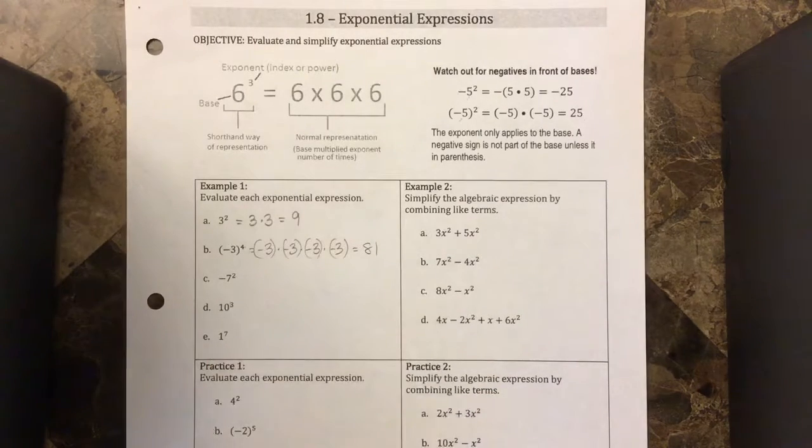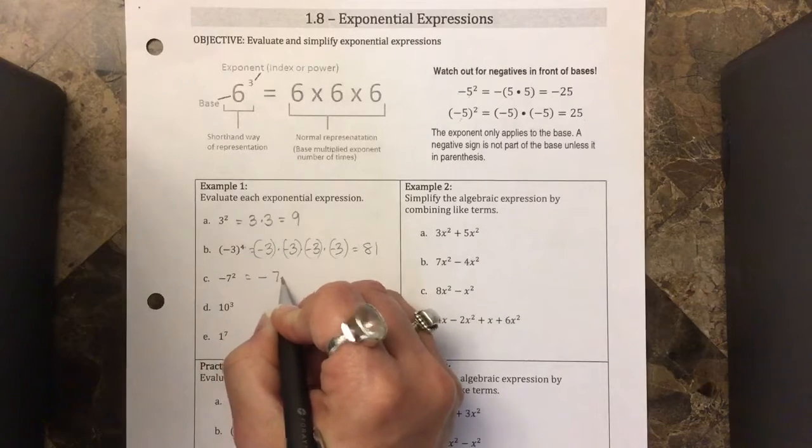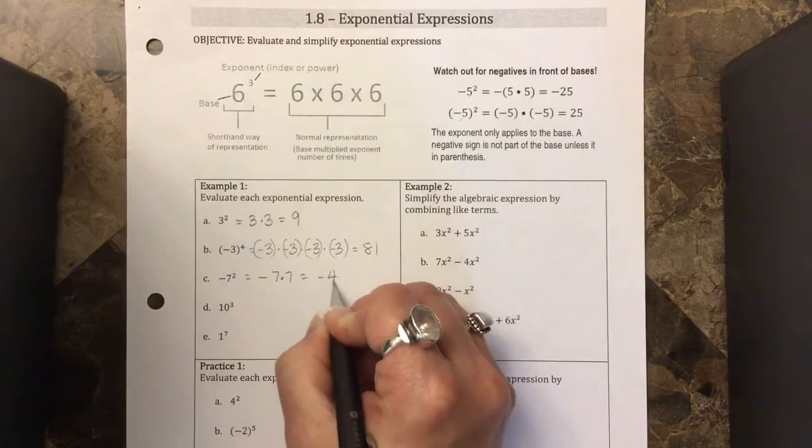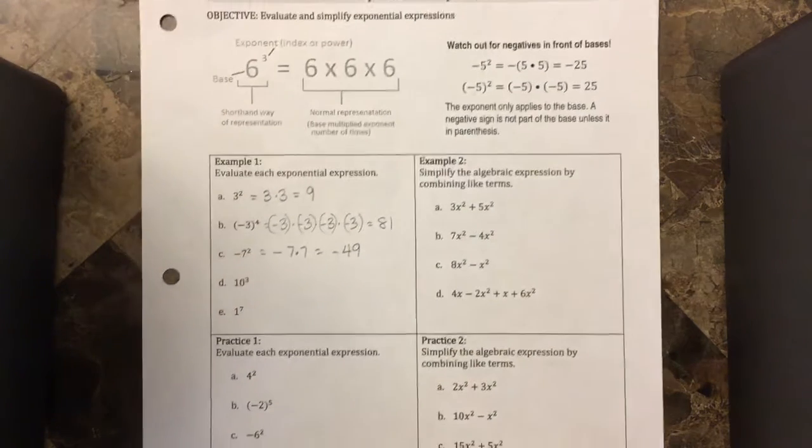Aha! This negative is not part of the exponent. So basically this is saying, what is the negative of 7 times 7? Well, that's negative 49. The negative is not being raised to a power, so you don't have to worry about that.